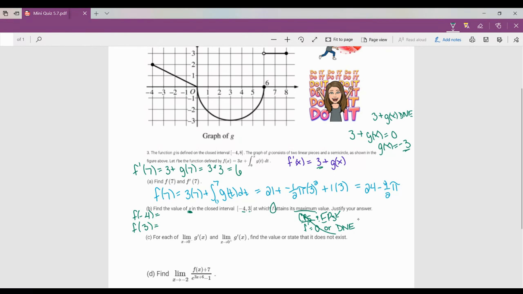All right, so now we want to find f of -4. So we're going to do 3 times -4 plus the integral from 0 to -4 of g of t dt. And then we're going to do f of 3, which is 3 times 3 plus the integral from 0 to 3 of g of t dt. Okay, so this is going to equal -12.